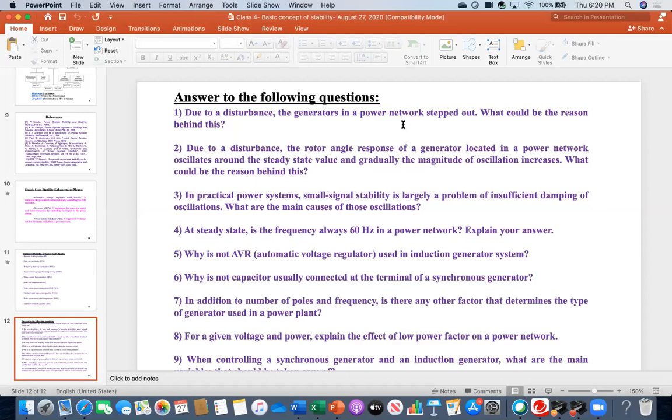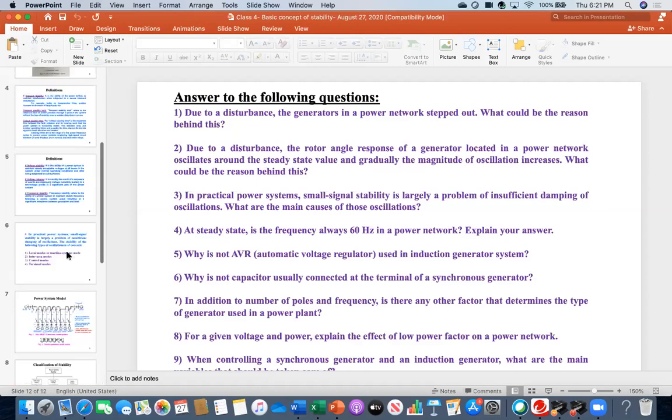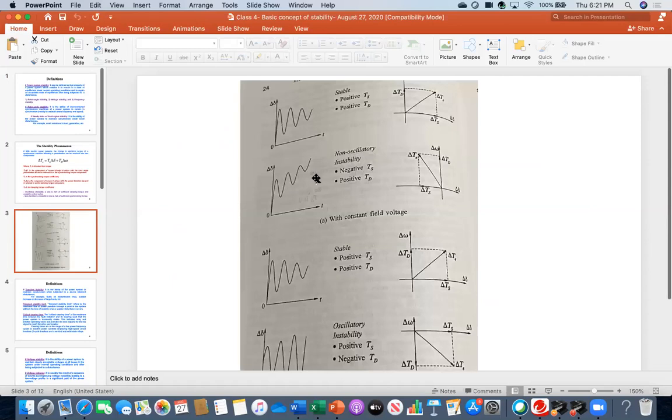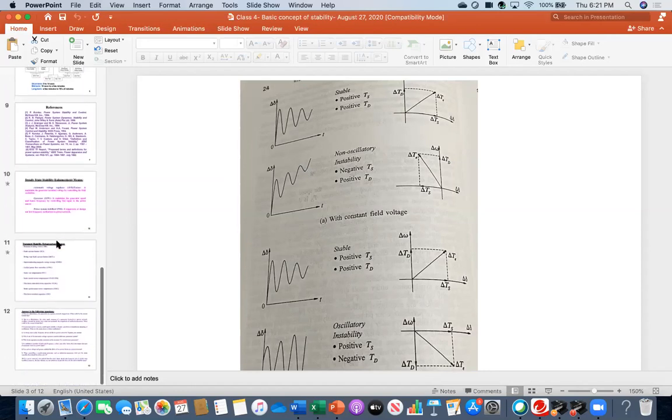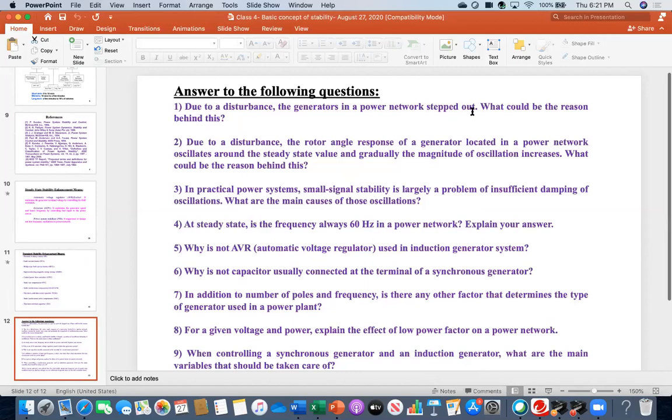This means, due to lack of sufficient synchronizing torque, because the generator is stepped out. You remember I was showing you that picture, this one. Non-oscillatory instability happened basically. That is the meaning. So very good that you all understood. So that is the reason: lack of sufficient synchronizing torque, meaning that there is no proper synchronism in the system. Now see the next question.